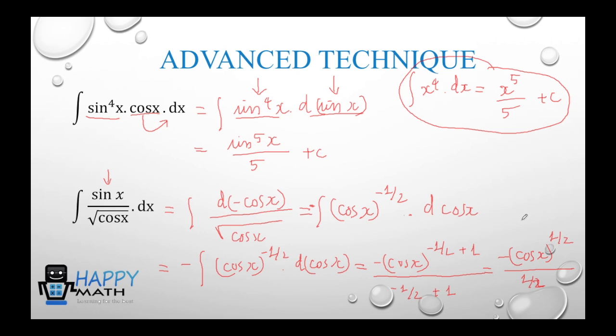Sorry, I don't have the space for writing more, so I will write down in here. Divide by 1 over 2 means you times with 2. So the power is 1 over 2, which means you have to take the square root of the cos x, and the final result is minus 2 square root cos x.